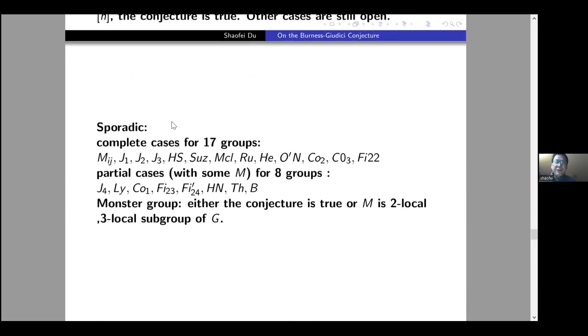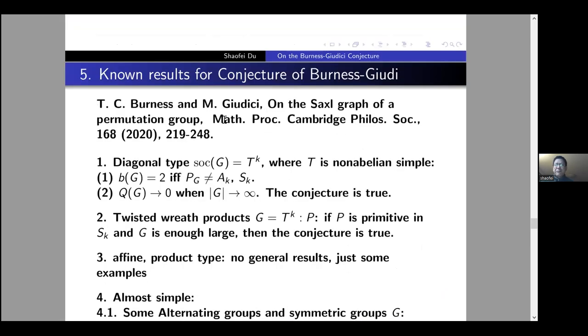How about sporadic groups? For 19 of the 27 groups, it was proved the conjecture is true. For other eight groups, we have some partial result. For the monster group, just a partial result. All of the data is done by Burness and Giudici in this paper.